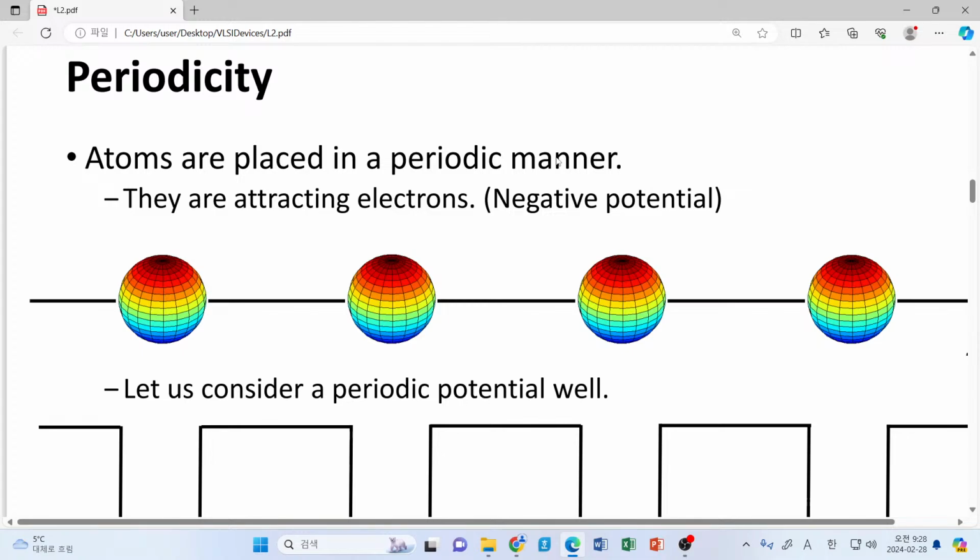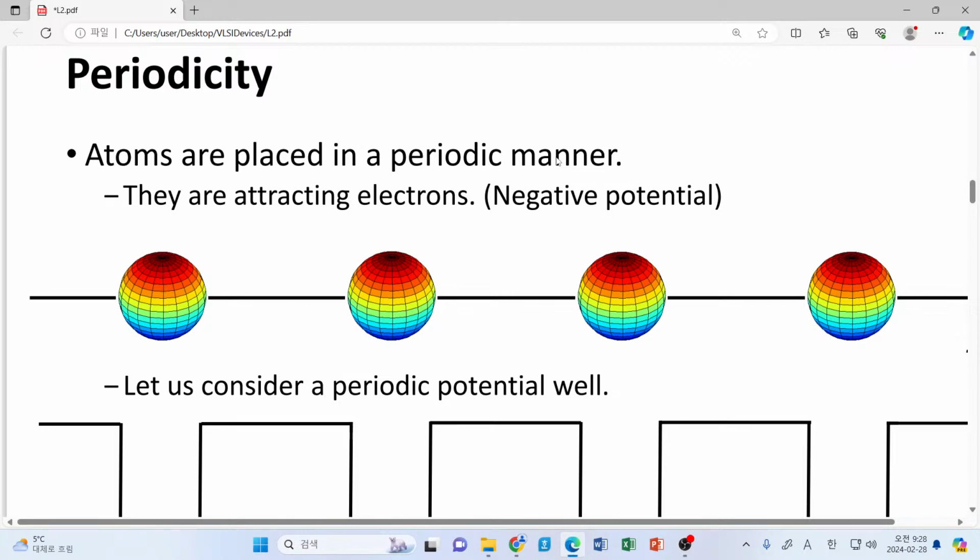Now let's combine the lessons up to now with our previous lesson in lecture 1. In lecture 1, we studied that atomic cores are placed in a periodic way. And now we also understand that in a Schrödinger equation, we must consider the potential energy. So if atoms are placed in a periodic manner in the crystal structure, they will contribute negative potentials to our system. Why do they have negative potential?